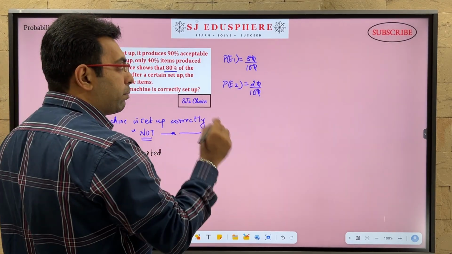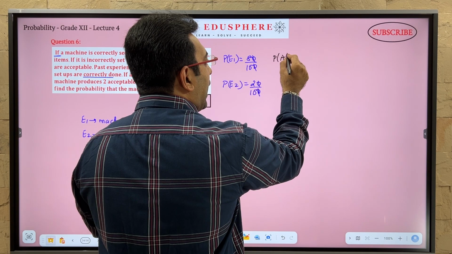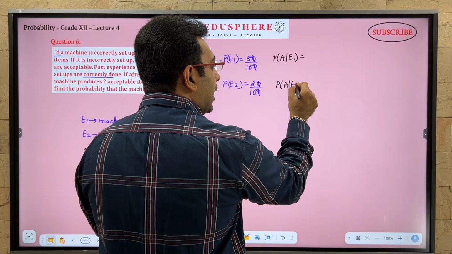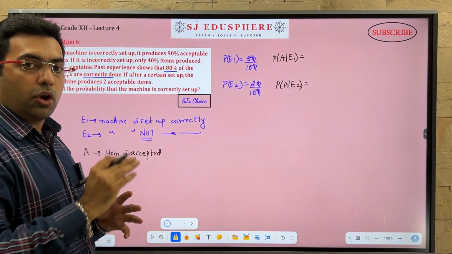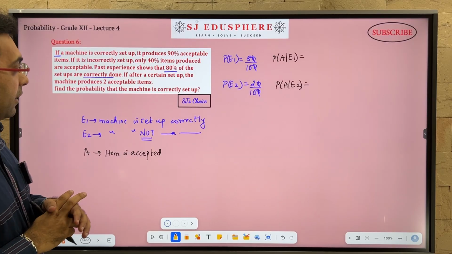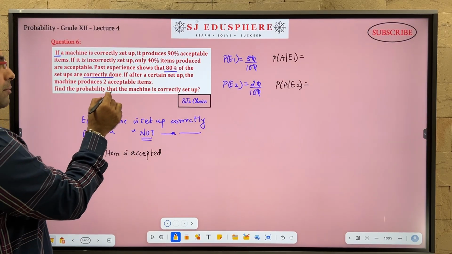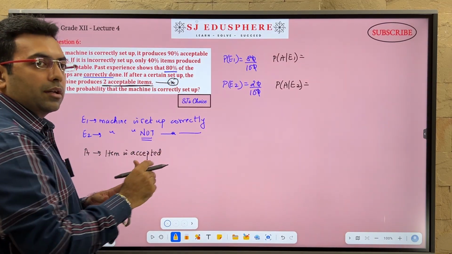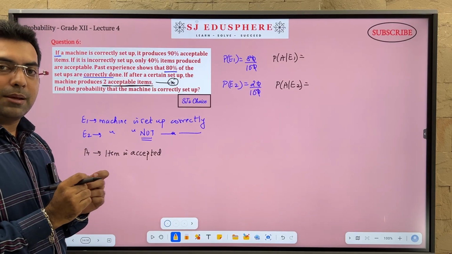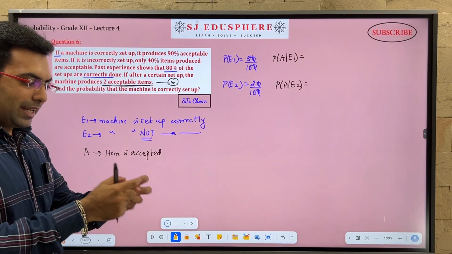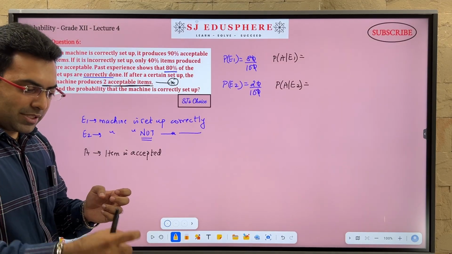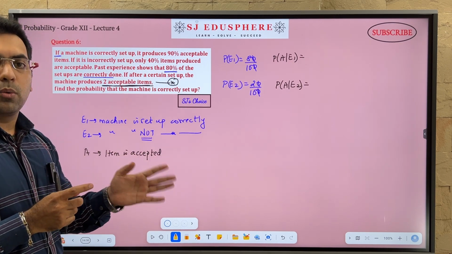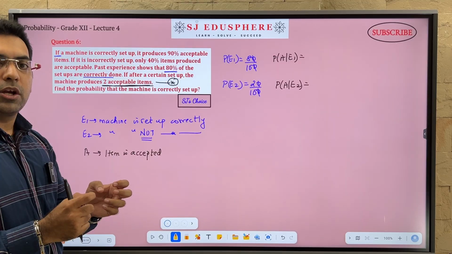Okay, so probability of an acceptable item given that it is correct, probability of an acceptable item given the setup was not correct. Now read the sum. If after certain setup the machine produces two acceptable items, this is my key statement here. I am not selecting one item and saying acceptable or not. I am selecting item number 1 and then item number 2. Now, selection of 2 does not depend on 1. This is an independent selection happening over here.